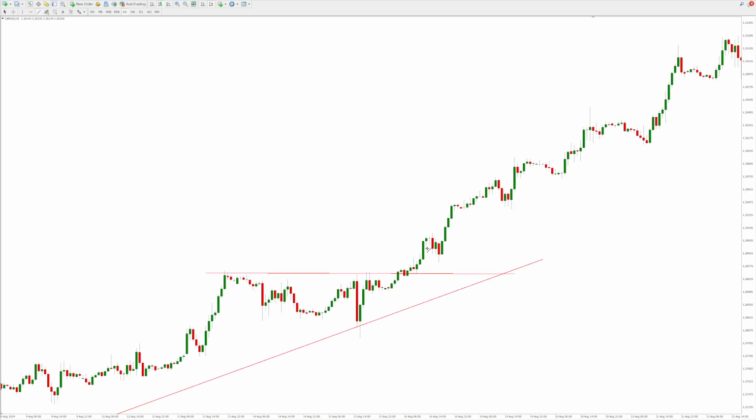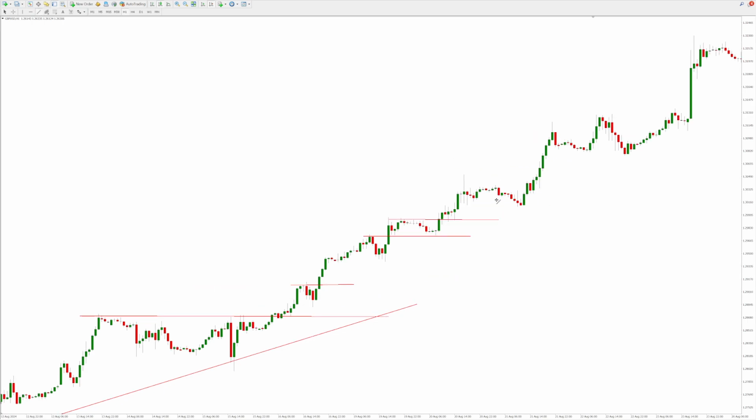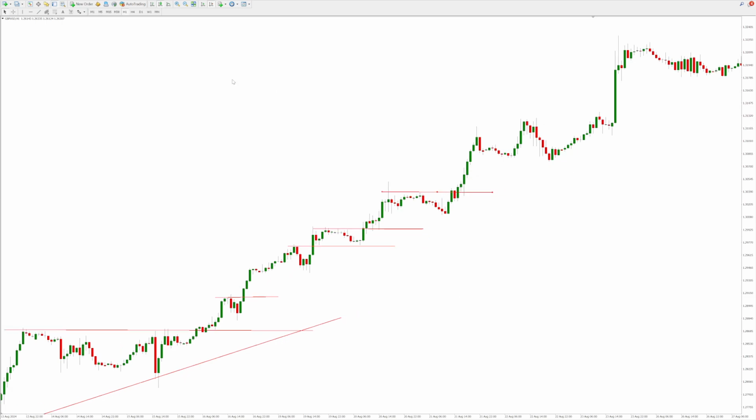You miss that entry, wait for the next pullback. You get your pullback here. Breakout, no coincidence, you've got these big breakout candles. Same there. Okay, pullback, breakout, resistance becomes support, continuation. Pullback, breakout, resistance becomes support, continuation. Obviously, you don't want to end up buying at the high.